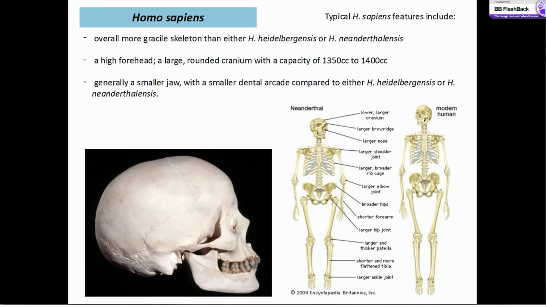Homo sapiens also had a generally smaller jaw, and they had a smaller dental arcade compared to either Heidelbergensis or Neanderthalensis. This is part of their gracile anatomy. But the one thing, and you'll know this if you watch the bone demo, the one thing that distinguishes Homo sapiens from all other species of human is the chin. Homo sapiens has chins.